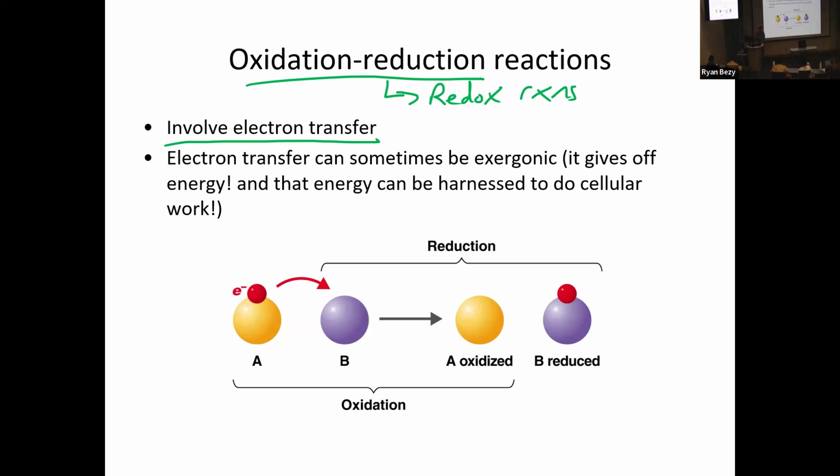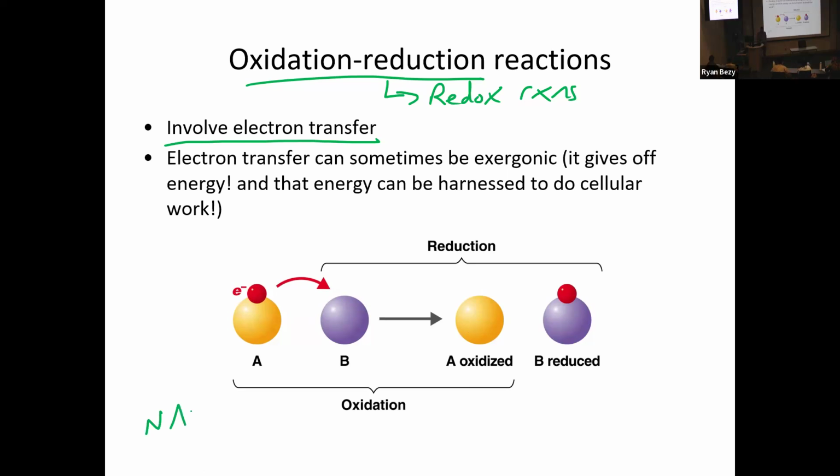They always involve electron transfer. So you might have molecule A, and an electron is going to get transferred from molecule A onto molecule B. That electron transfer is then referred to as a redox reaction. Sometimes electron transfer is endergonic, it takes some energy. Sometimes electron transfers, though, are exergonic. It can give off energy over the course of that electron transfer.